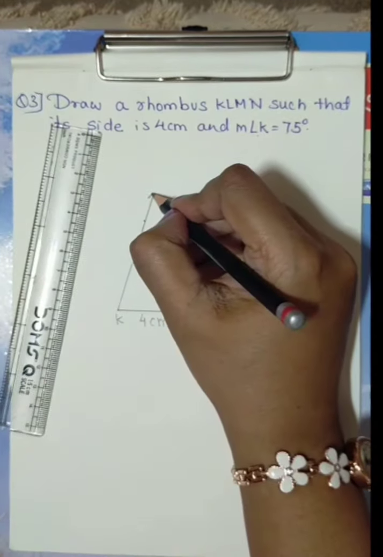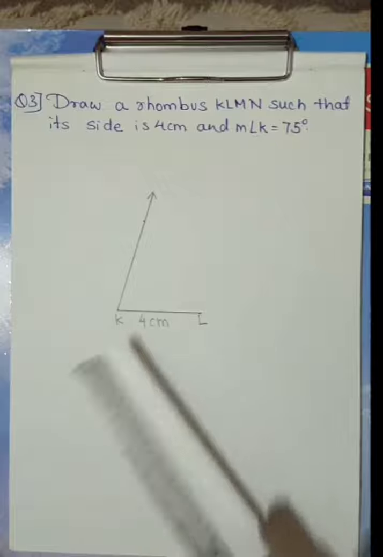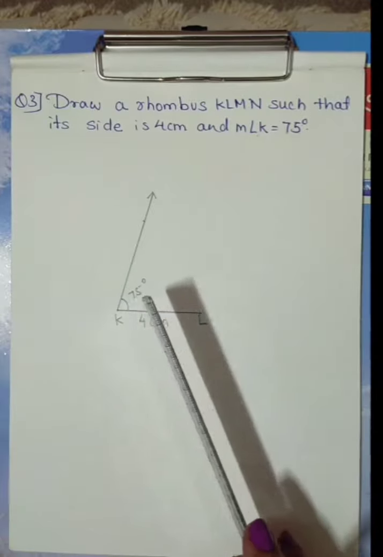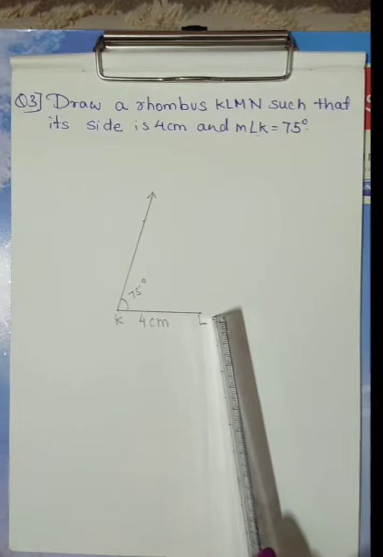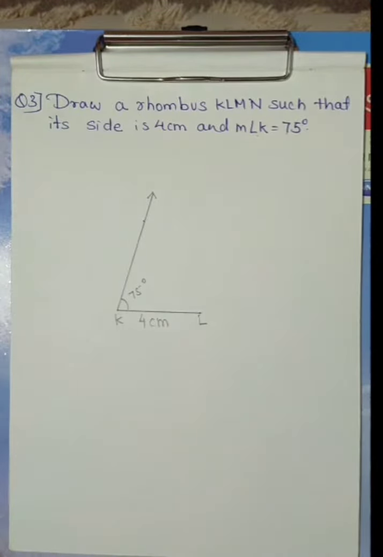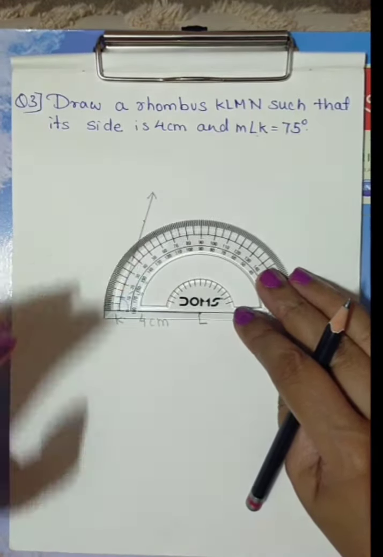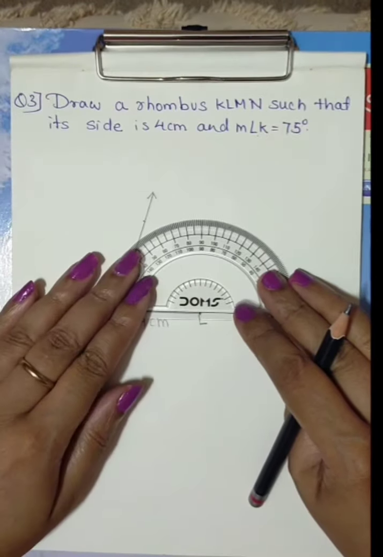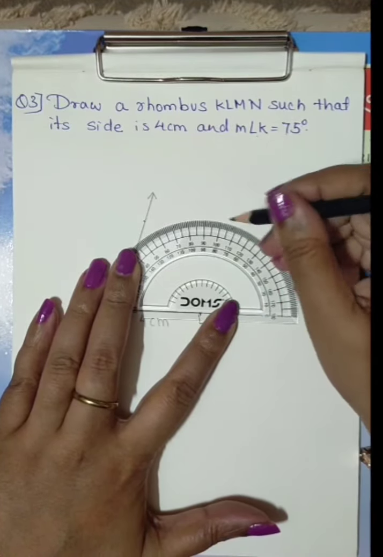Okay. Now here as you can see, measure angle K is 75 degree. Okay, measure angle K 75 degree plus measure angle L, we will get L as 105. So I am writing here, because measure angle K plus measure angle L is equal to 180 degree. Okay, and all sides of rhombus are congruent. So here I am taking 105.